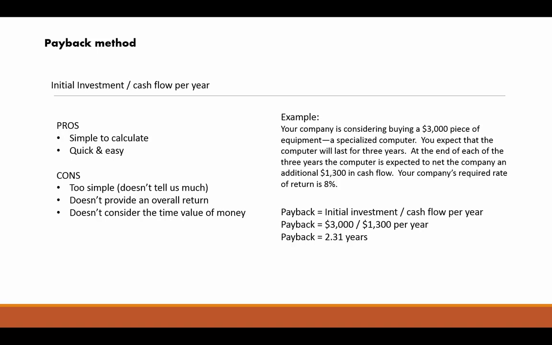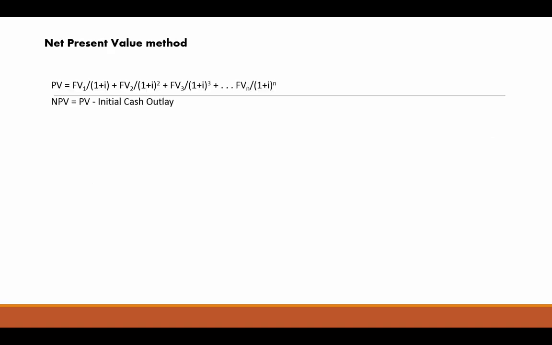Like I said, it doesn't provide us an overall return. We don't really know how much we're going to make on this. We just know that we're going to get paid back in 2.31 years. So there's the payback method. The second is the net present value method.